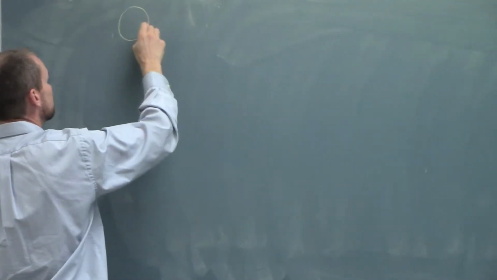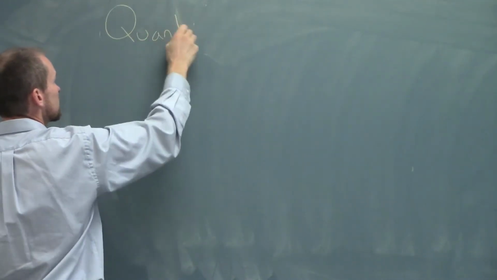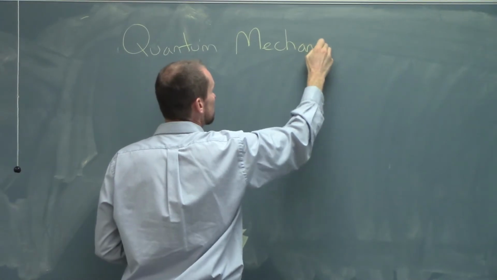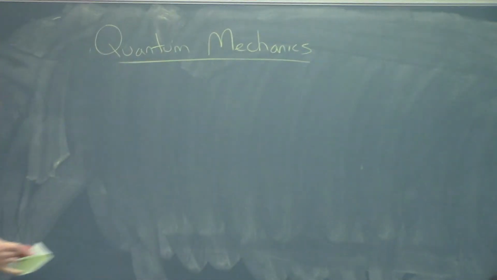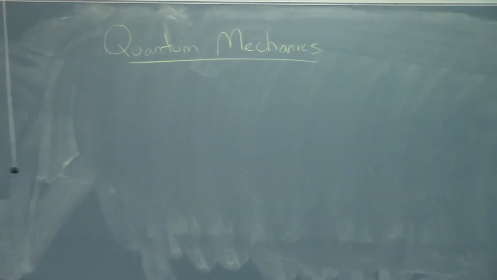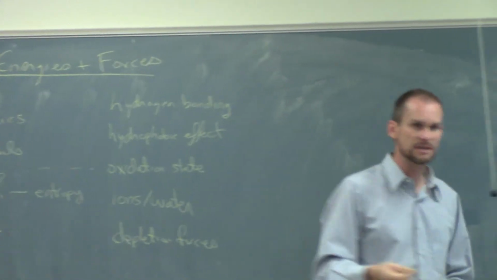Ultimately, we start at the lowest level. We could look at quantum mechanics. So ultimately, the fundamental first principles approach is we'd go back to the quantum mechanics, and we would solve what equation for quantum?